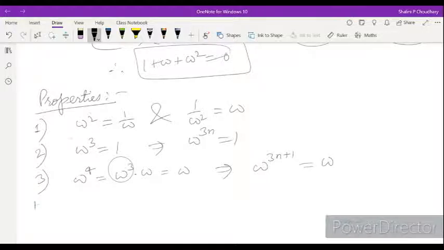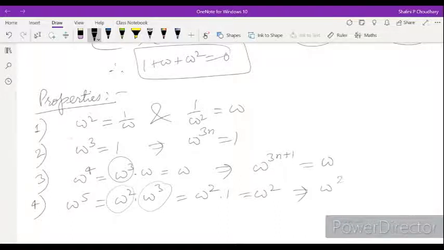Now next one is omega to the power 5, which is equal to omega square into omega cube. Okay, so omega cube is equal to 1, so this will be omega square into 1, and this will be equal to omega square. Okay, it means omega to the power 3n plus 2 will be equal to omega square.